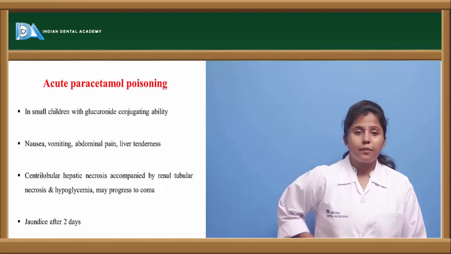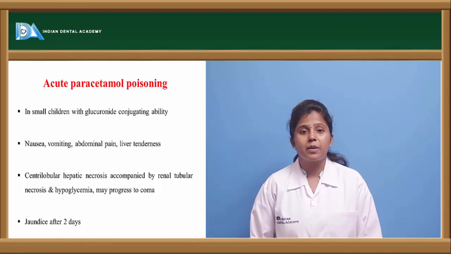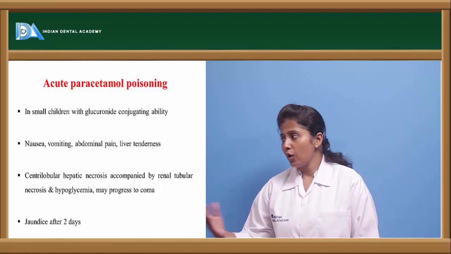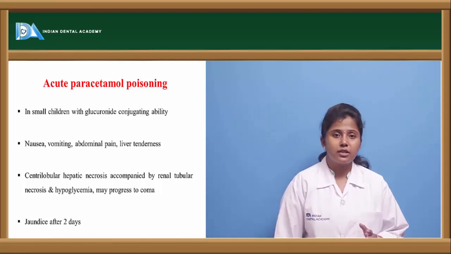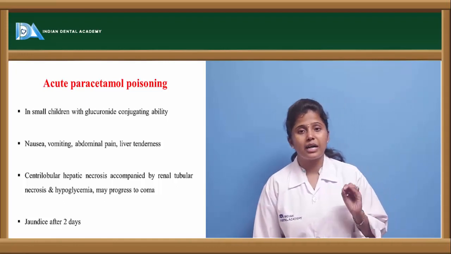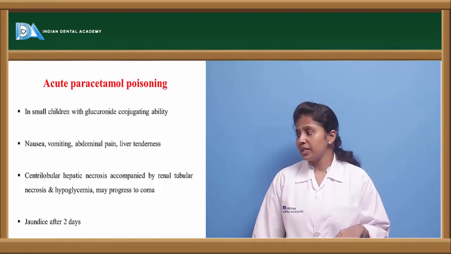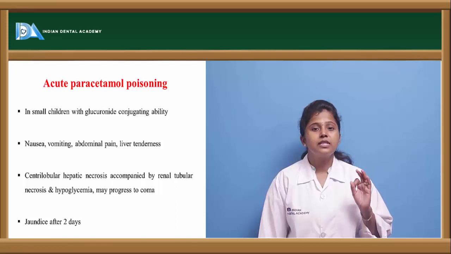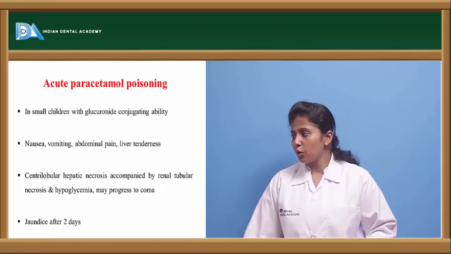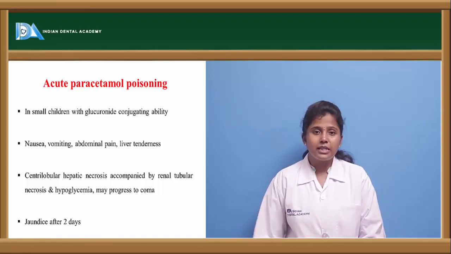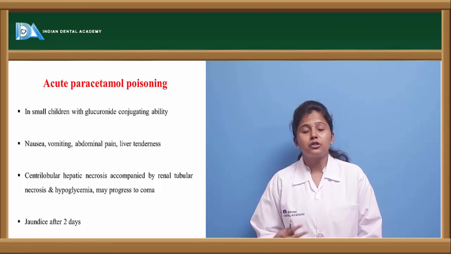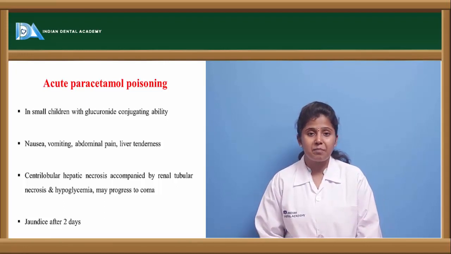On increase in the dose, it may cause hypoglycemia. It reduces the glucose level below its normal, and sometimes it may cause coma also. If there is failure of the liver and kidney, as well as decreased glucose level, it leads to coma. And after all these, sometimes it may cause jaundice also. So after 2 days of acute poisoning, jaundice can occur.